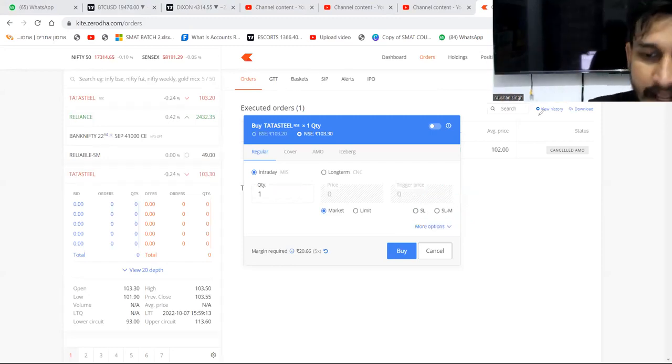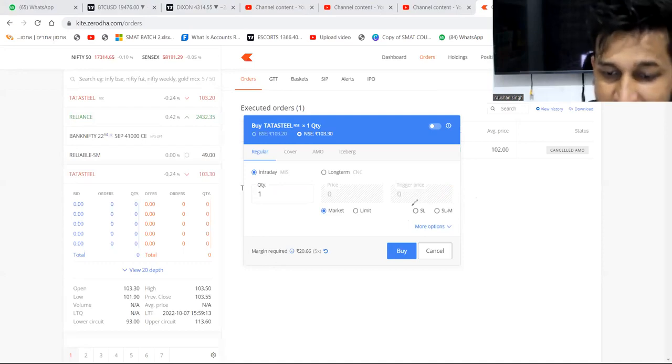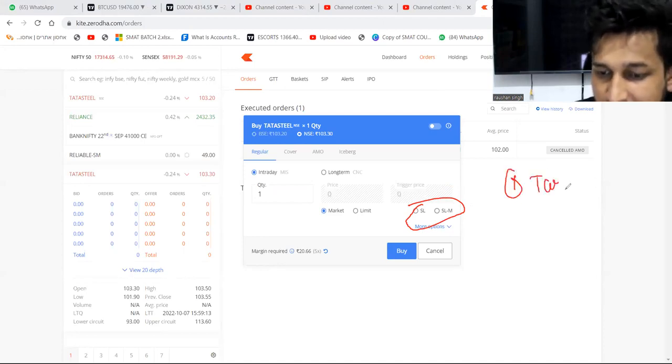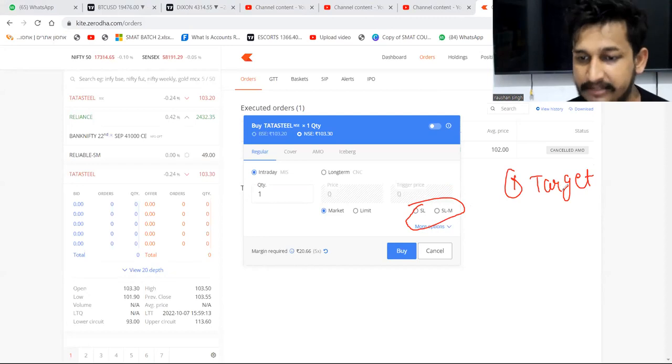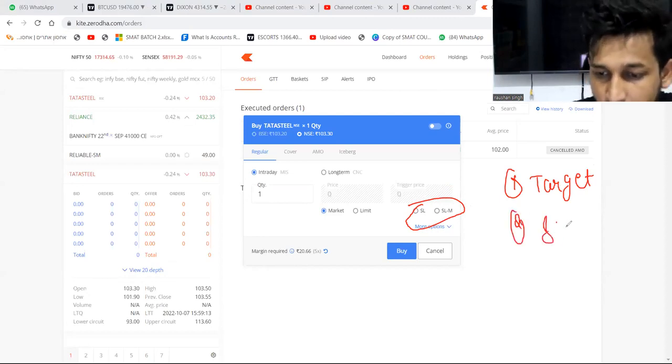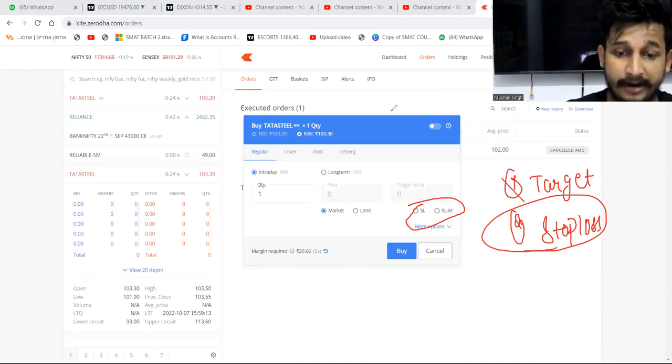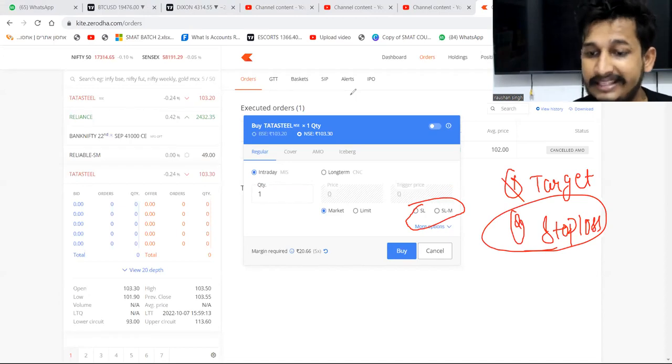So how does it work? We place SL and SLM. Let's say my order has been executed. The first thing is that I will place my target, and second, I'll place my stop loss. What do I mean by stop loss? Let's understand this point. Stop loss is something which will help you in protecting your capital. It will save your capital.